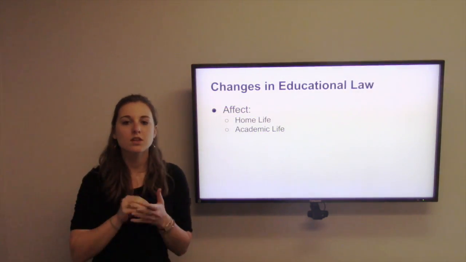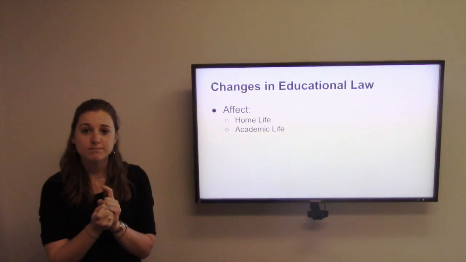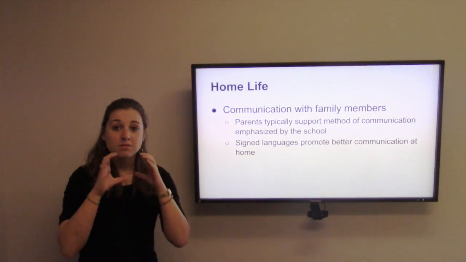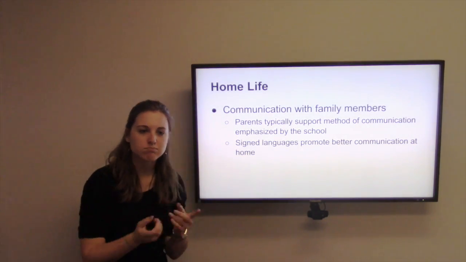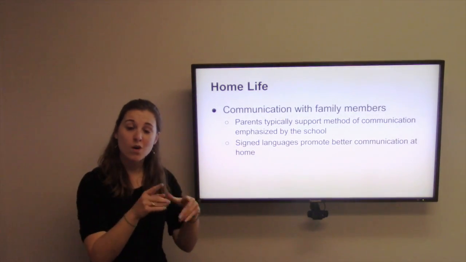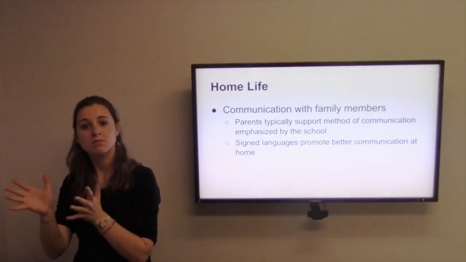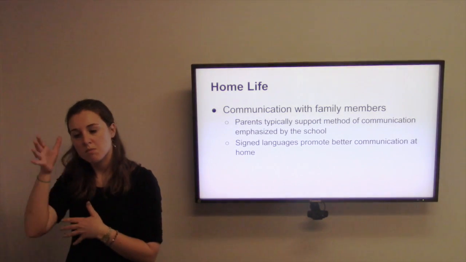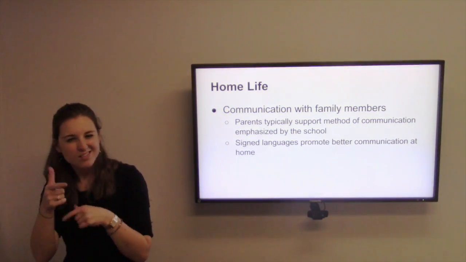Experiences of deaf students. When the law changes, both home life and academic life change. So how does this affect life at home? If the law supports sign language, schools tend to support sign language. Then, at home, parents tend to help their children learn sign language, so parents know how to sign. Ultimately, students acquire language. They communicate better. But when law supports different forms of communication, such as oralism or manually coded signs, schools tend to support those, and parents tend to emphasize that with their children. Ultimately, communication breaks down because it's not a language.